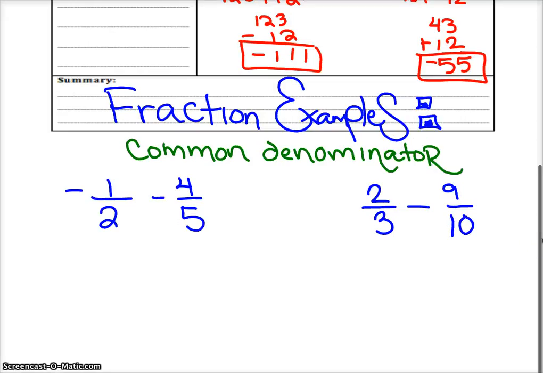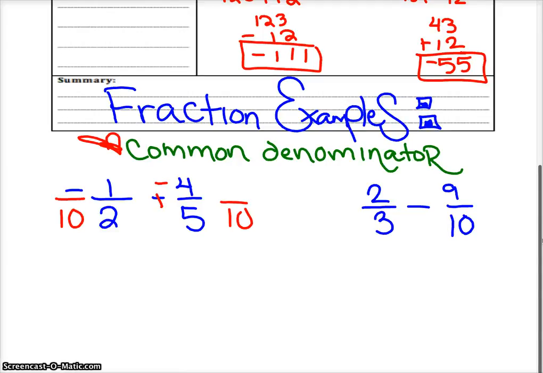The next thing we need to do is fractions. Fractions, you just need to know to have a common denominator, always. You only need common denominators when you add or subtract fractions. So if I have negative 1/2 minus 4/5, I'm going to plus a negative first, plus the negative, and then I find a common denominator. The common denominator between 2 and 5 is 10.